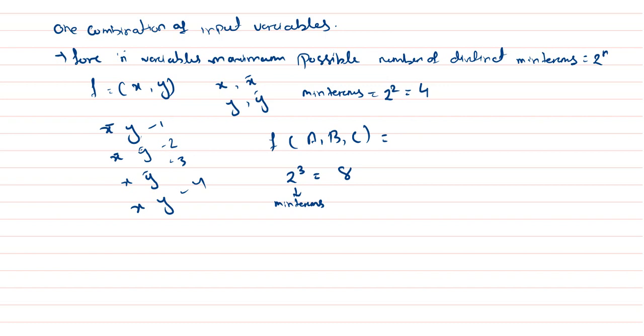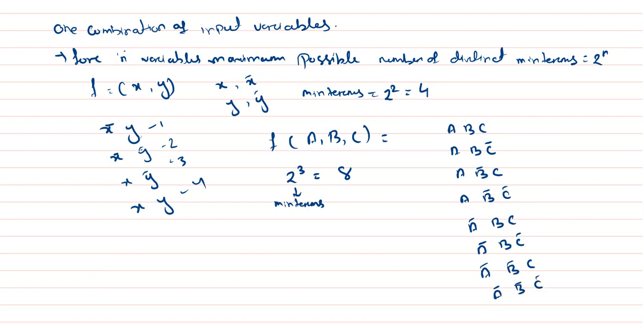If I write what is possible, first I write a, b, c. Then a, b, c bar. Then a, b bar, c. Then a, b bar, c bar. Then a bar, b, c. Then a bar, b, c bar. Then a bar, b bar, c. Then a bar, b bar, c bar. So the possible numbers are 1, 2, 3, 4, 5, 6, 7, 8.